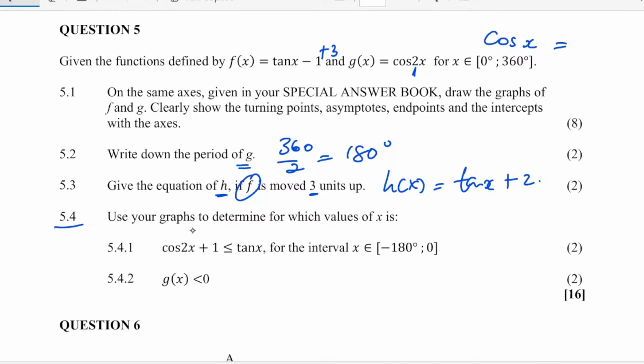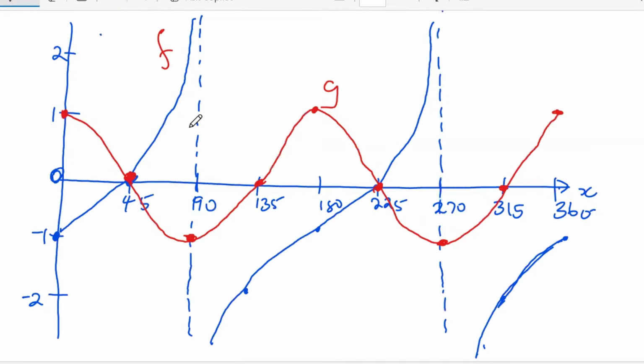Then 5.4, use your graph to determine the following. Okay, if we have cos of 2x plus 1 is less or equal to tan of x, so let's move this one to that side so that we have cos 2x is less or equal to tan x minus 1. So where do we find the graph of cos to be under the graph of tan?